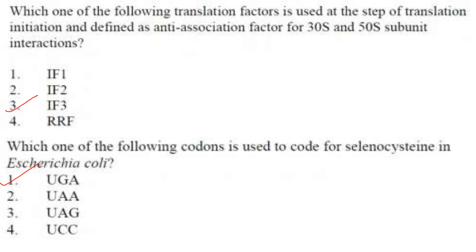Then next one. Which one of the following codons is used to code for selenocysteine in Escherichia coli? So it is UGA, which is used to code for selenocysteine in Escherichia coli, and selenocysteine is the 21st amino acid in the genetic code. So the codon is UGA.